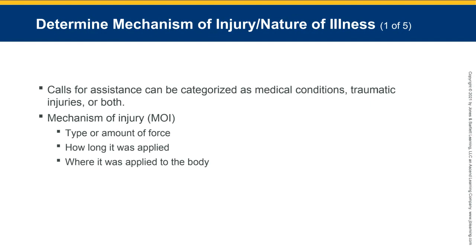The mechanism of injury is specific to trauma. And if we're thinking about trauma, we're thinking about forces being applied to the body, and we have to think about the duration. How long was this force applied to the body? And we need to think about what area of the body the force was applied to, what type of structures are underneath that area, and what are the functions of these structures. How will the functions be affected?